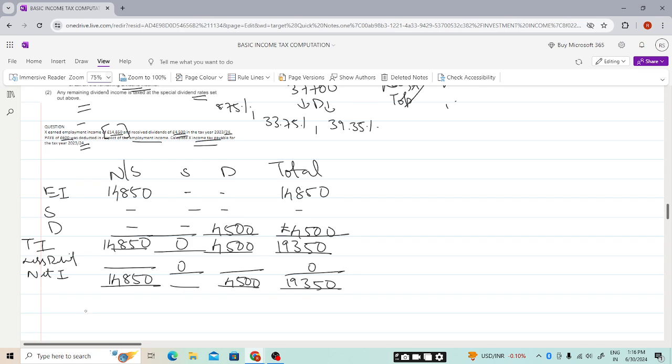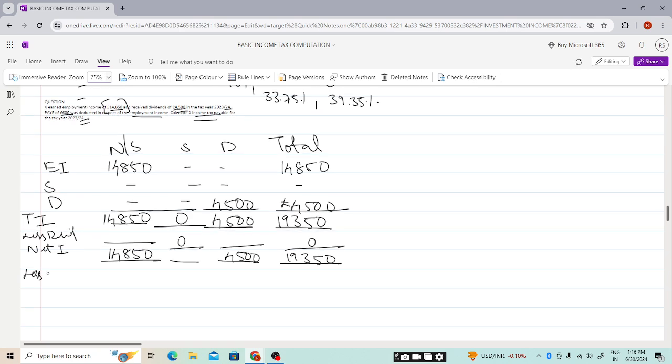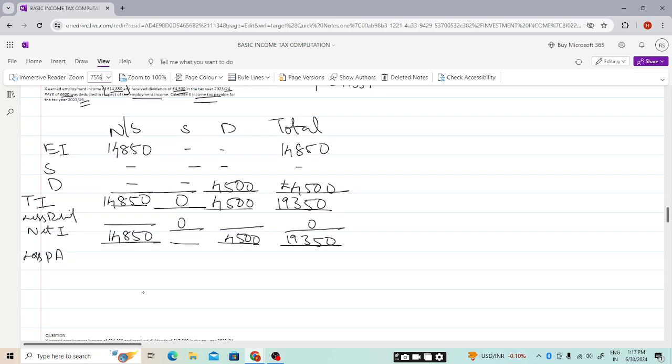Now personal allowances, less PA. Personal allowance will be available of full amount because the personal allowance will not get tapered as our income is not more than 100,000 pounds.